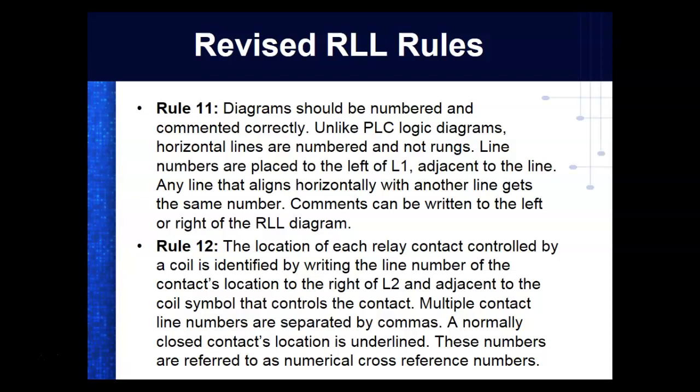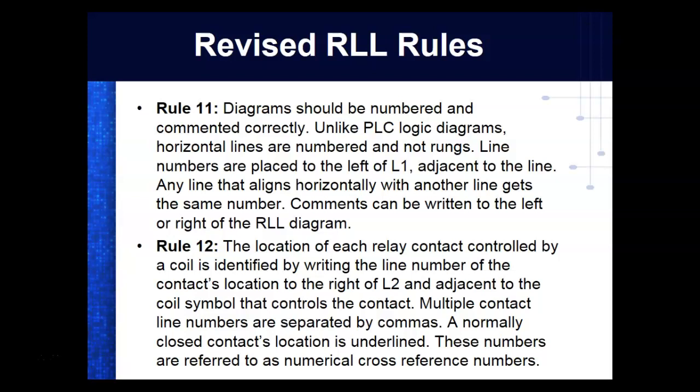The location of each relay contact controlled by a coil is identified by writing the line number of the contact's location to the right of L2, and adjacent to the coil, that symbol that controls the contact. Multiple contact line numbers are separated by commas. A normally closed contact location is underlined. These numbers are referred to as numerical cross-reference numbers.